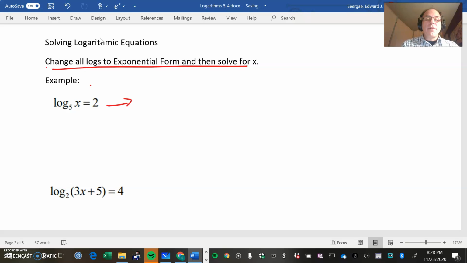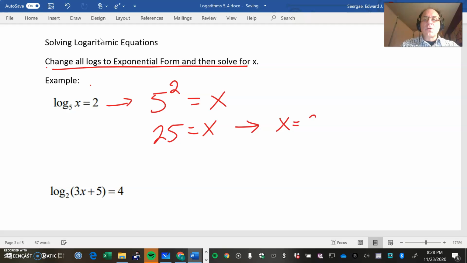Log base 5 of x is equal to 2. Now remember, 5 is my base. The logarithm is always set equal to the exponent. So that's the same as 5 squared is equal to x. Well, 5 squared is equal to 25. So if 25 is equal to x, that means that x is equal to 25. Remember, solving for a variable just means I want to find out what's the value of x.